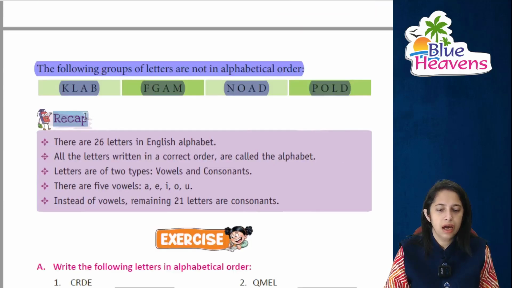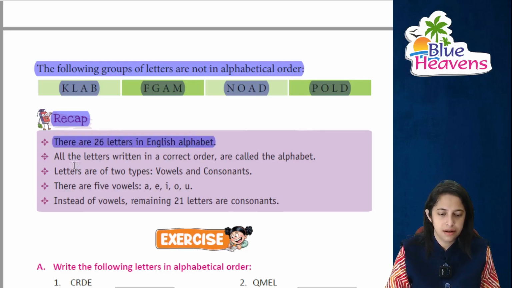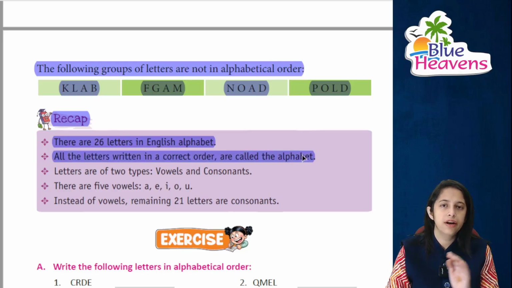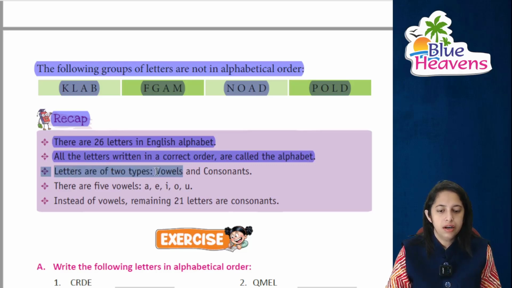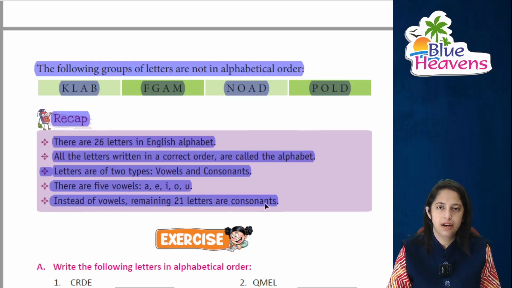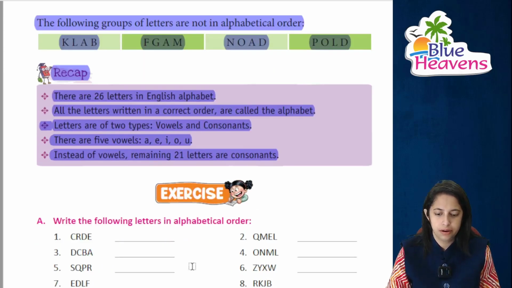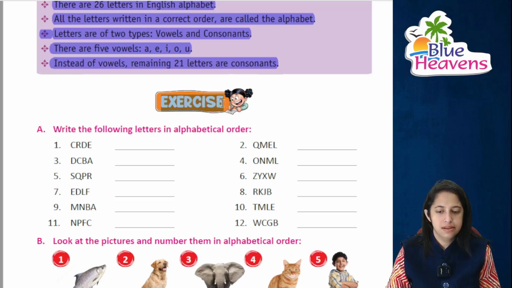There will be a recap. We'll be studying that there are 26 letters in the English alphabet. All the letters written in the correct order, they are the alphabet. जो correct order में लिखे होते हैं उन्हें हम क्या बोलते हैं? Alphabets, right? Letters are of two types, vowels और consonants. There are 5 vowels A, E, I, O, U, and apart from the vowels the remaining 21 letters are consonants. जो बचे हुए हैं 5 के अलावा उन्हीं को हम क्या बोलेंगे? Consonants. Moving on to the exercise, right?